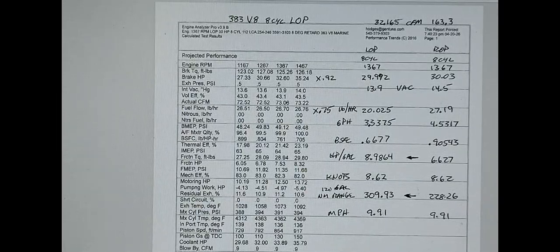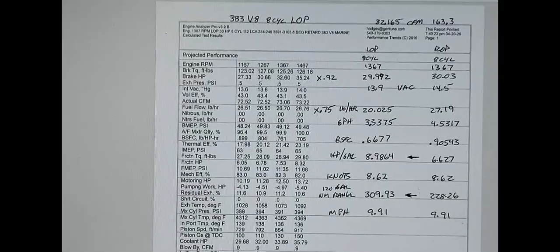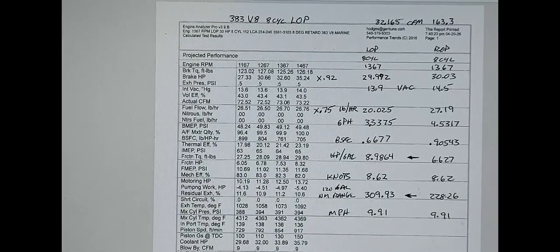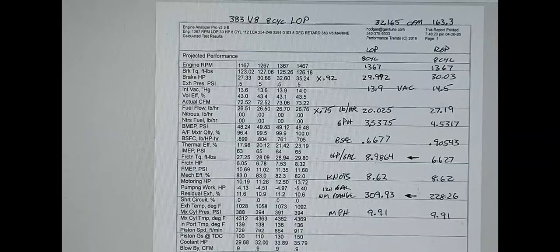So it's 3.3375 gallons per hour lean or 4.531 rich. Horsepower per gallon is 8.98 or 6.627. And range is 309 versus 228. So that's both rich of peak and lean of peak running on all 8 cylinders.